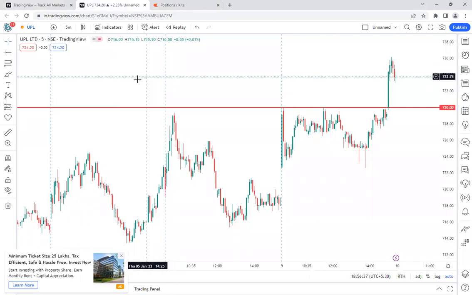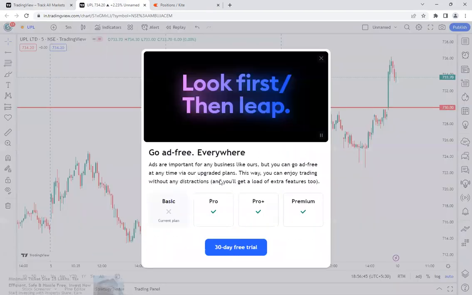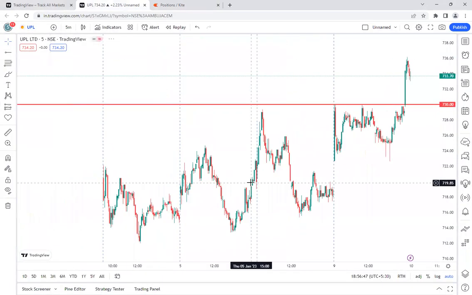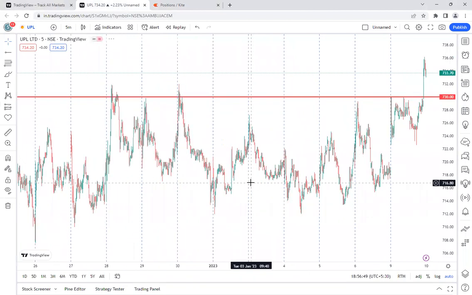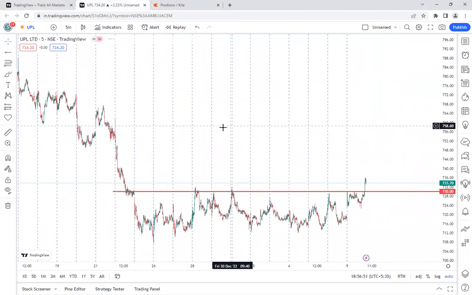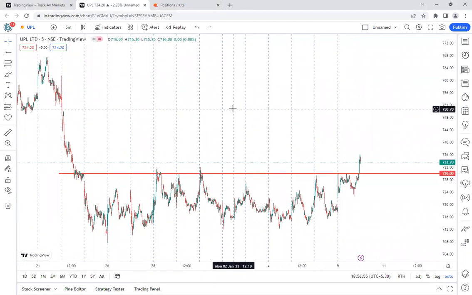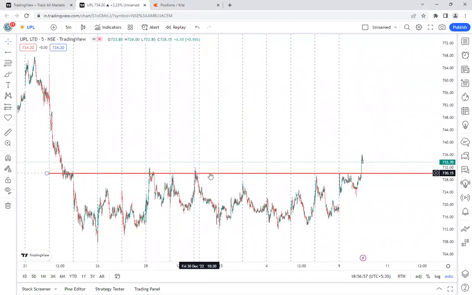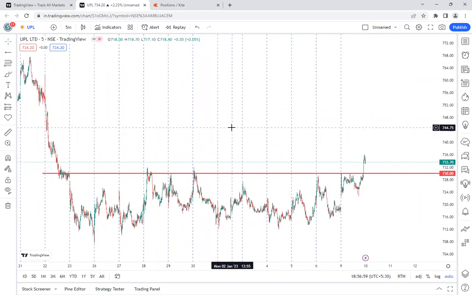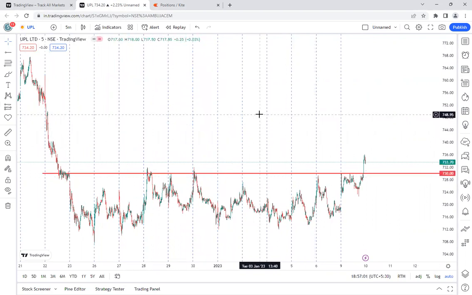Okay, so I am already on the UPL limited chart. It is on the 5-minute time frame now. I have plotted one key level actually. If I zoom out, you can see it. So this is the 5-minute time frame chart after zooming out, and I have plotted this red line, a key level that is coming around 730 rupees.